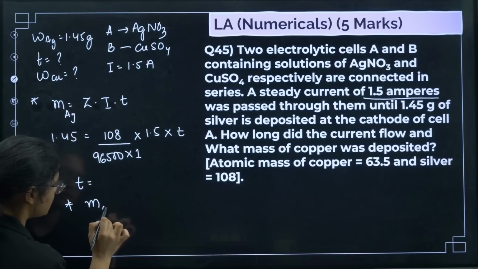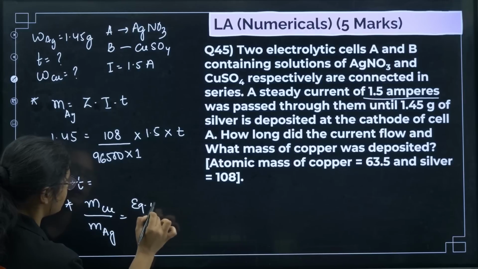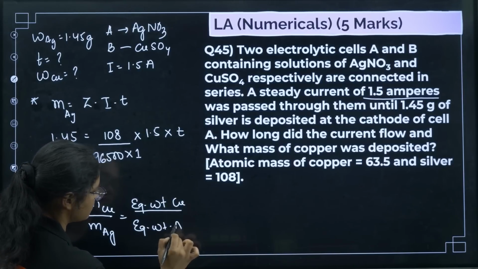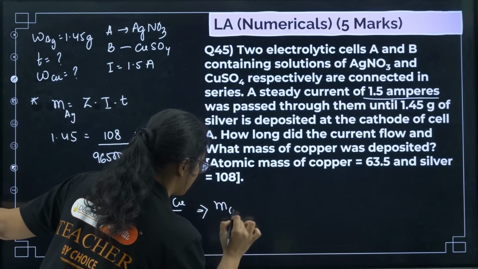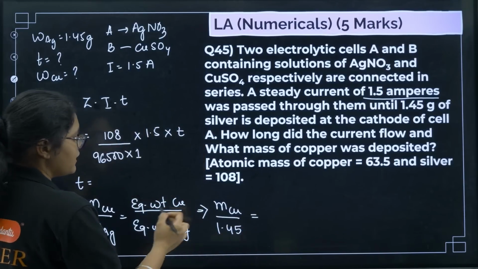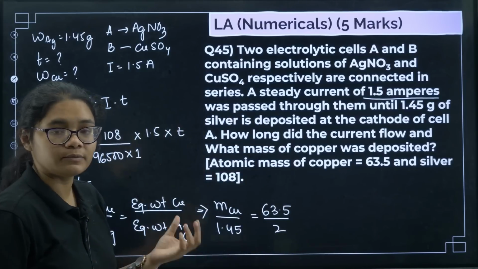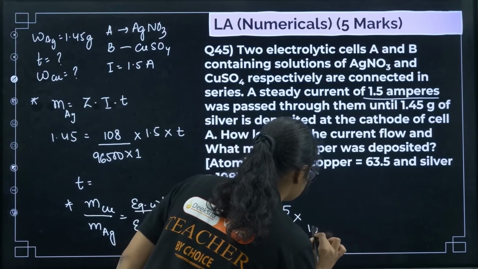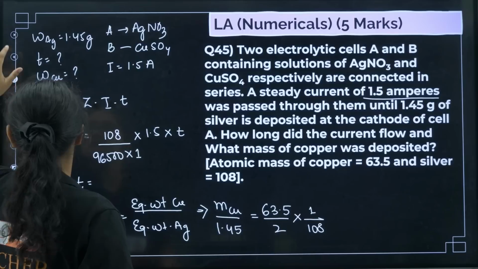So mass of copper deposited by mass of silver deposited is equal to equivalent weight of copper by equivalent weight of silver. Okay, so now if I substitute the values here, mass of copper deposited I have to calculate, mass of silver deposited is 1.45. Equivalent weight of copper will be 63.5 by 2. Why? Because copper 2 plus requires 2 electrons to get reduced. Equivalent weight of silver will be 108 by 1. Okay, so you have to calculate this and then you will get the value of mass of copper.